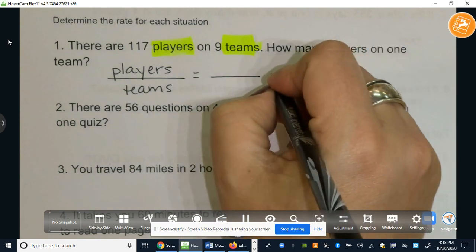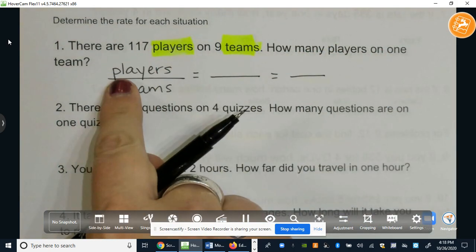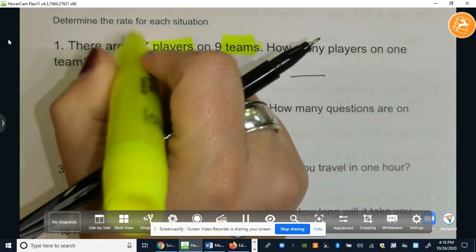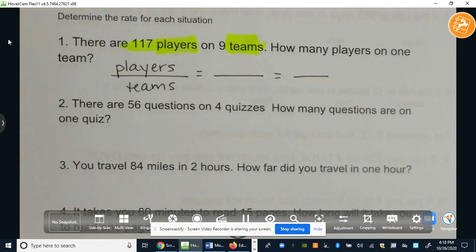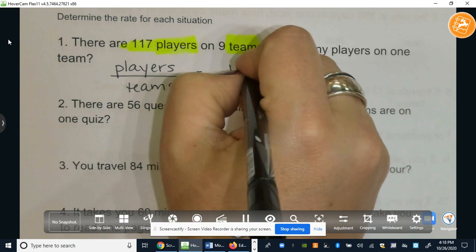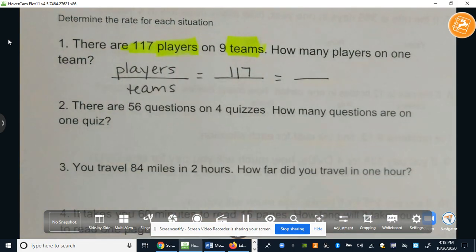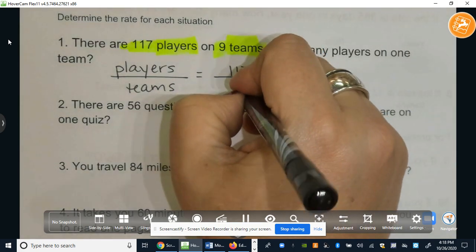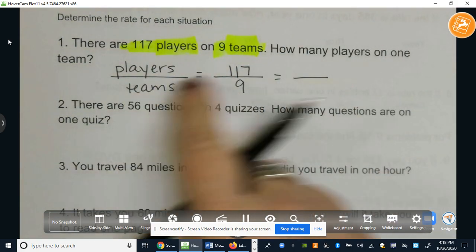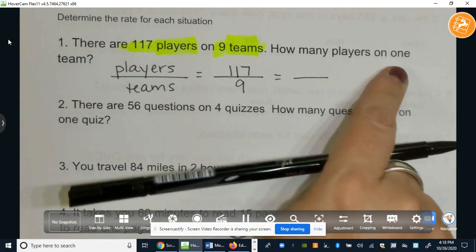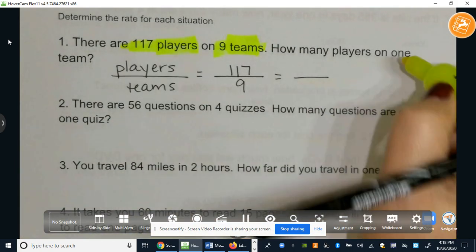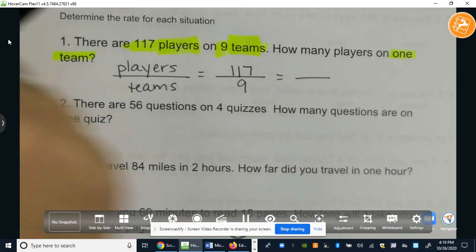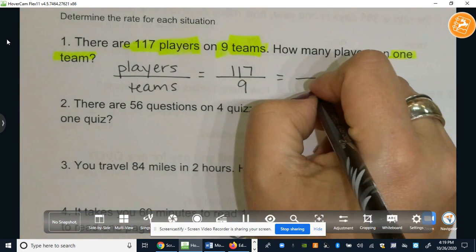So I'm going to look again and see what kind of information I have with players. Well, here it says I have 117 players. So that 117 is going to go on top because it goes with players. And I have 9 teams, so 9 is going to go on the bottom because it goes with teams. Now, how many players are on one team? Well, I know that this is one team. Team's at the bottom, so I'm going to put a 1 down here.